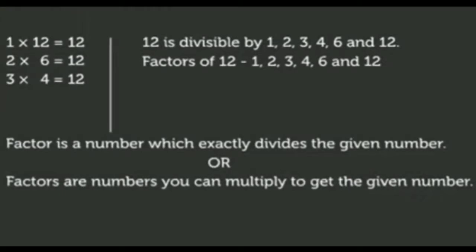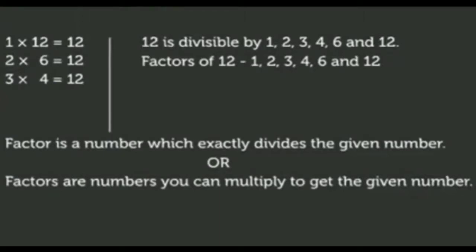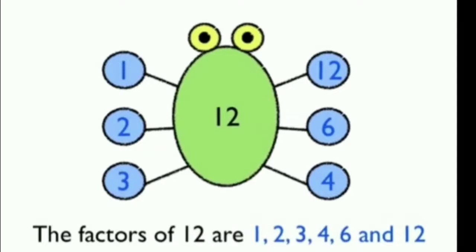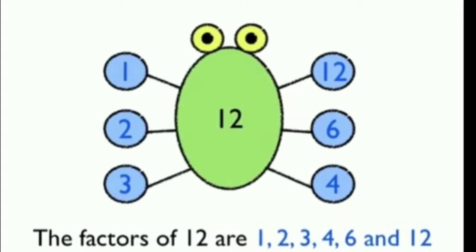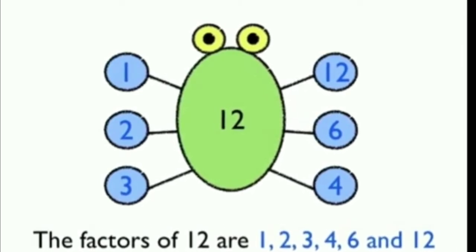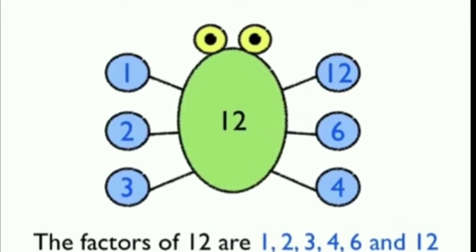Let us see the factors of 12 in terms of multiplication. We can write it as 1 into 12, 2 into 6 is equal to 12, 3 into 4 is equal to 12. And in terms of division, we can write it as 12 is divisible by 1, 2, 3, 4, 6 and 12. So we can say that the factors of 12 are 1, 2, 3, 4, 6 and 12. So here I have written the factors of 12 as 1, 12, 2, 6, 3, 4, whether it is in terms of division or in terms of multiplication.